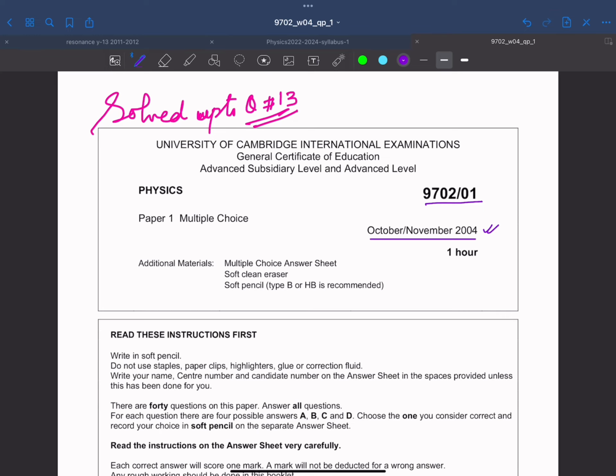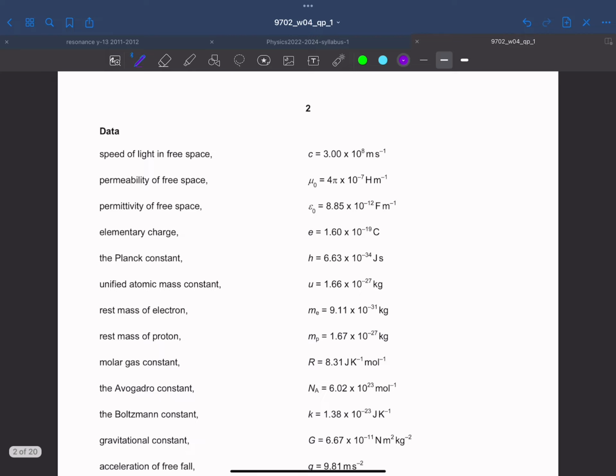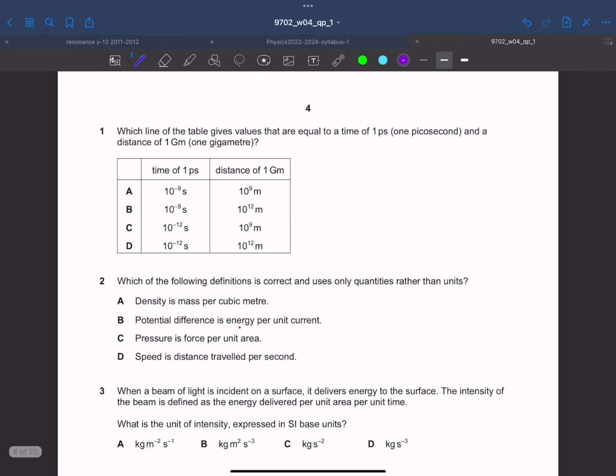Actually, we have already learned the theory of these questions, from 1 to 13, therefore we are just limiting ourselves up to question number 13. This is question number 1.